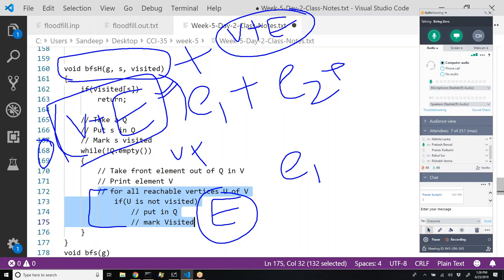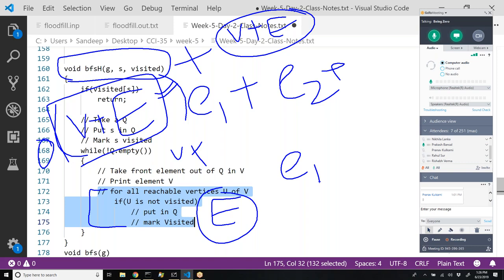Every vertex we are putting into the queue, so order of V. Because in the worst case it may happen that one vertex is connected to all other vertices, and all other vertices land up in the queue. So that is the space complexity. In DFS, not essentially. In the best case, it may happen that one vertex is connected to two, you put them in. You take one vertex out, it puts one more vertex. It may happen that at any level, what is the maximum number of vertices.